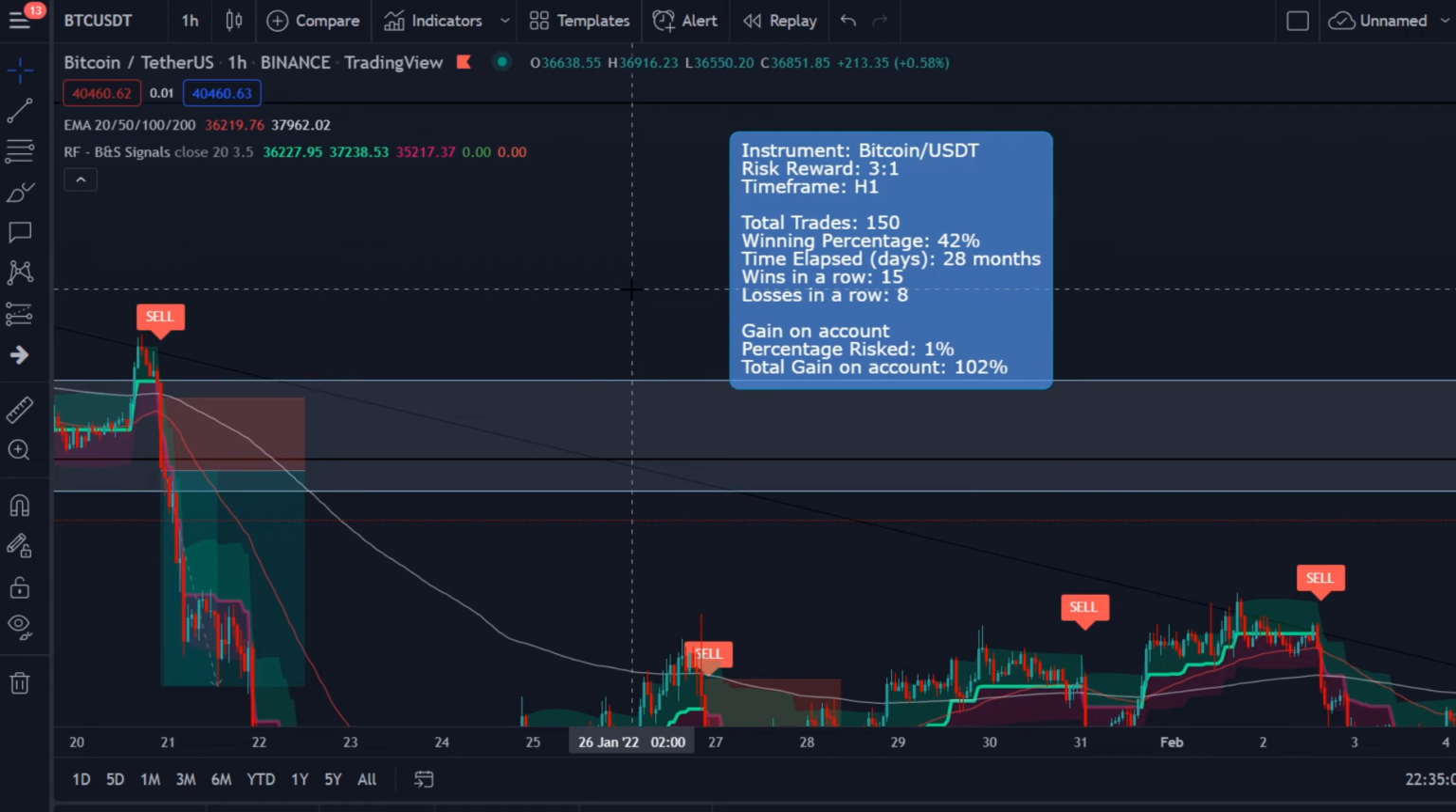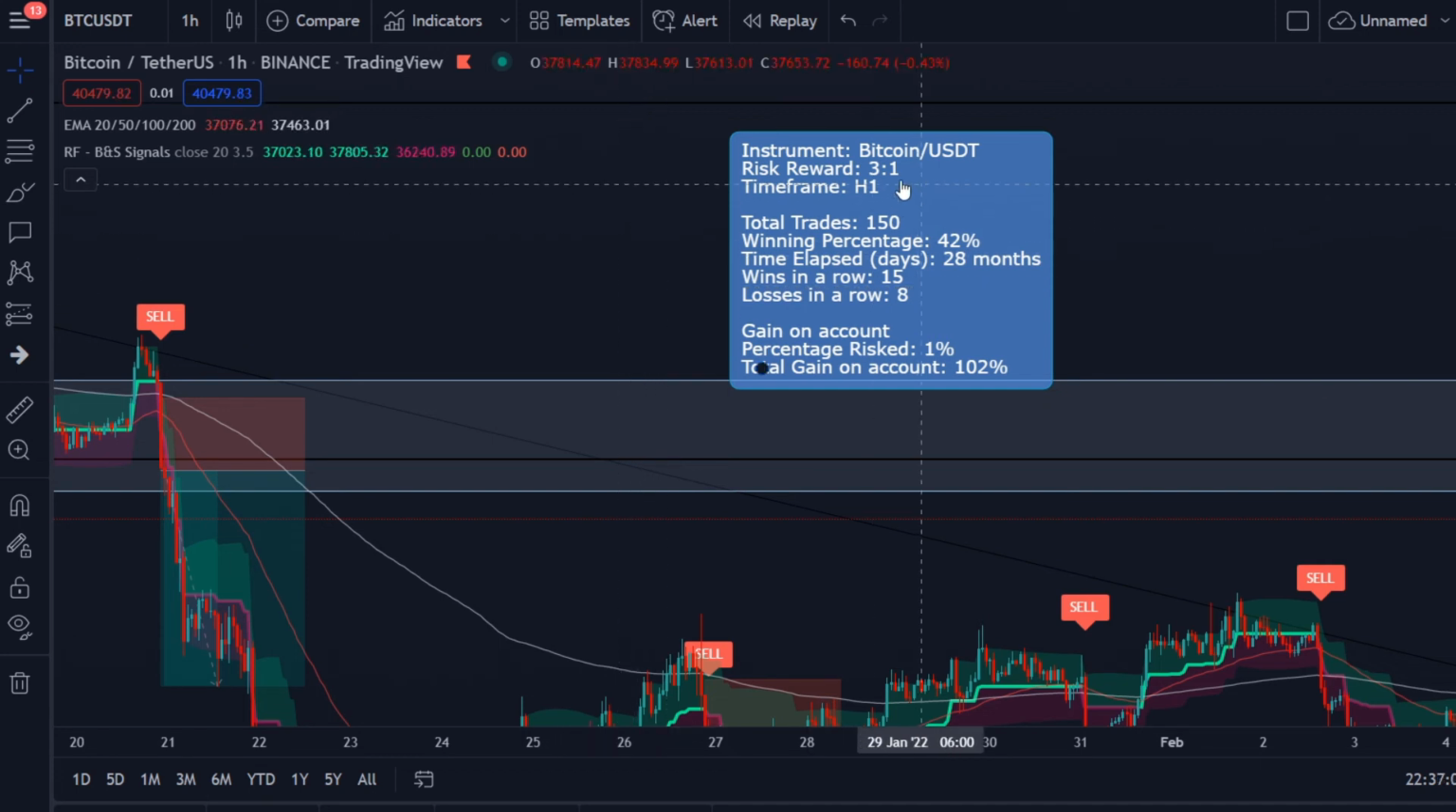So that's not bad. One thing that I noticed during the testing is that this trading strategy works quite well in a trending market. So in order to increase your win rate and your gain on your account, it's important to identify ranging markets and trending markets. You will find out that if you're trading this trading strategy in a ranging market, you will lose a lot more.